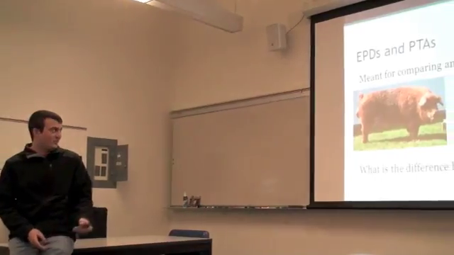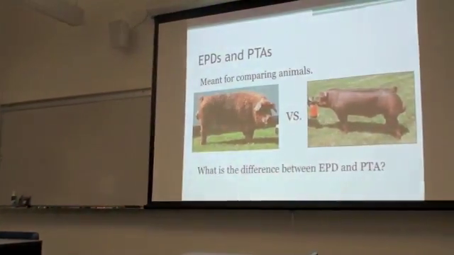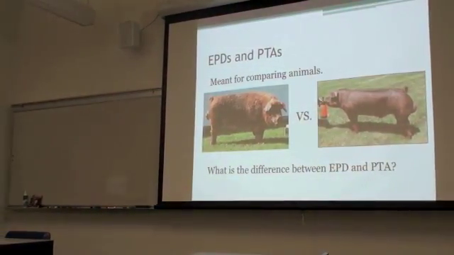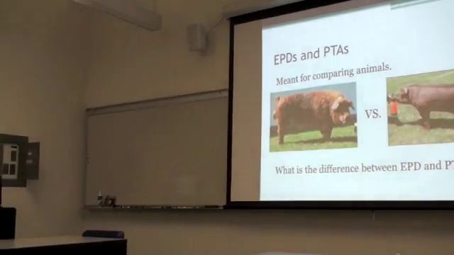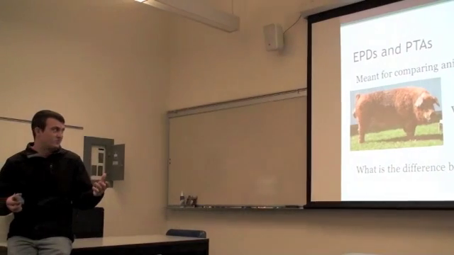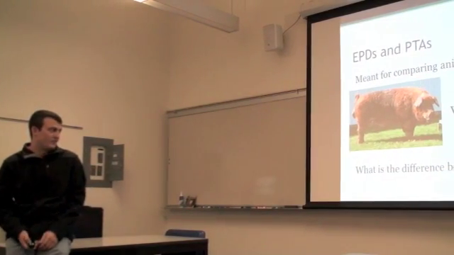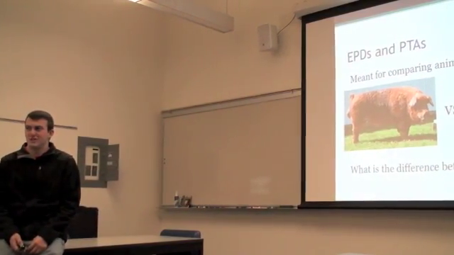So we can compare these two animals, the boar on the left and the boar on the right, and obviously they have different phenotypes, but we don't know what their offspring are going to produce unless we have EPDs or sire summaries for these animals. So what's the difference between an EPD and a PTA?